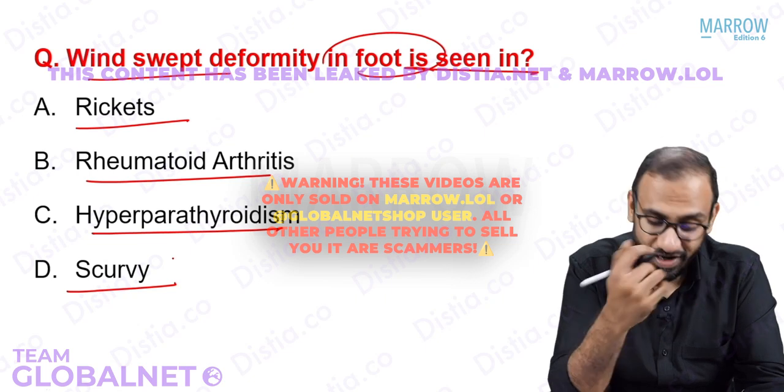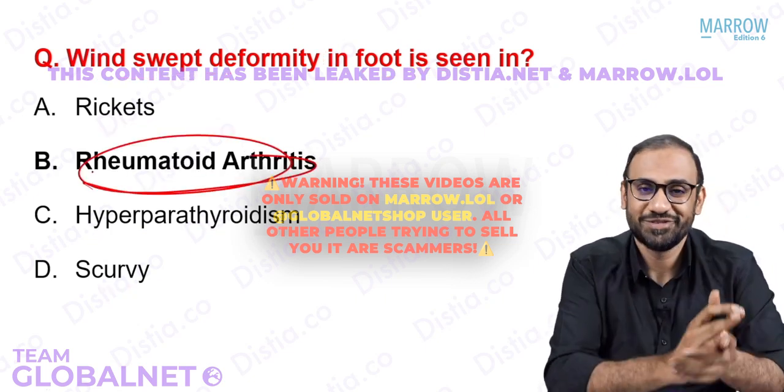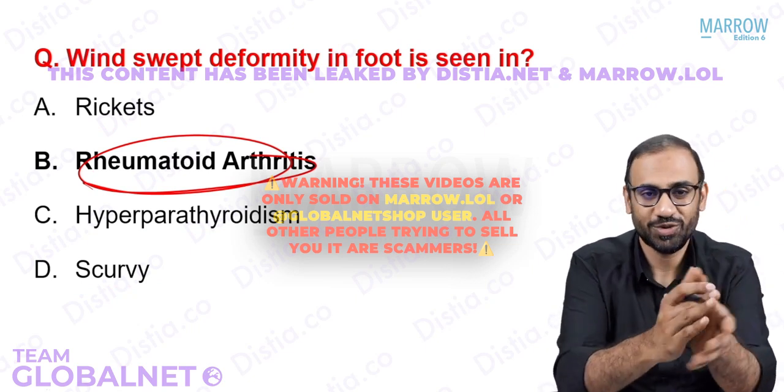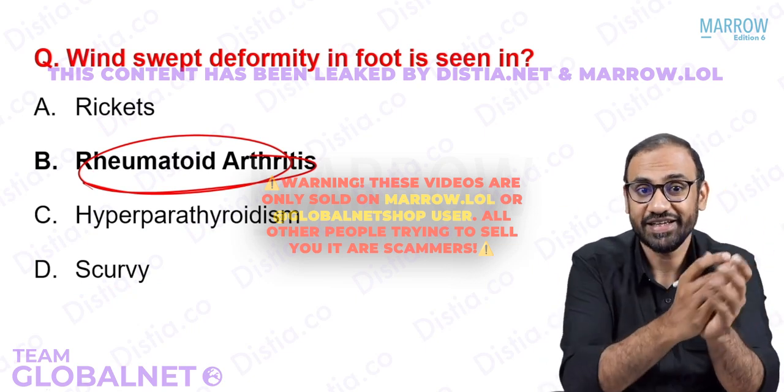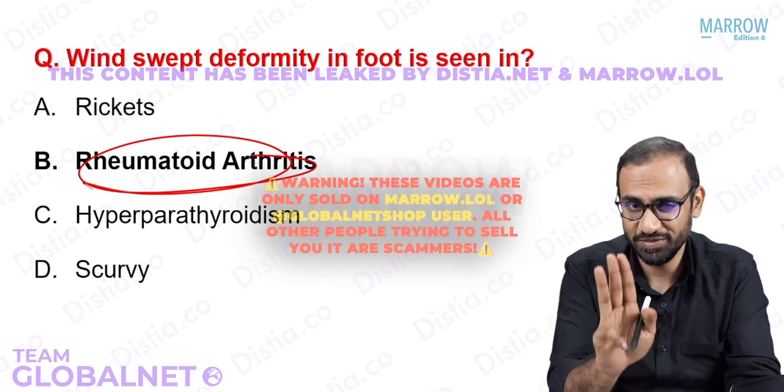The answer here is rheumatoid arthritis. Windswept deformity of the foot, rheumatoid arthritis. Knee, rickets more than rheumatoid arthritis. Overall, knee means rickets more than rheumatoid arthritis. Okay, are you able to answer these 3 MCQs?